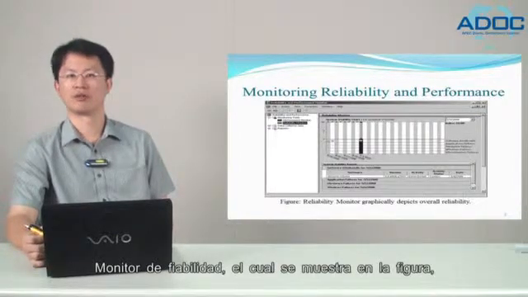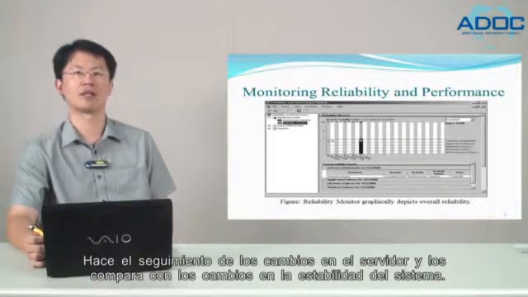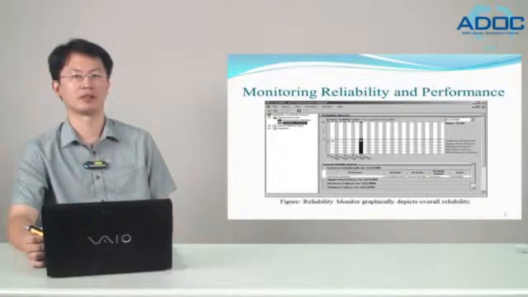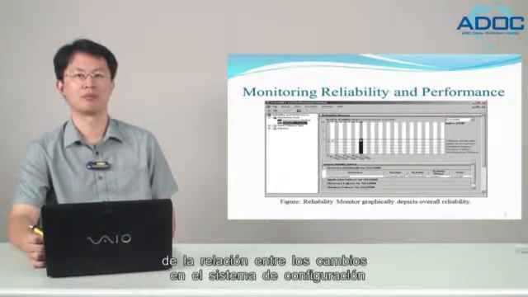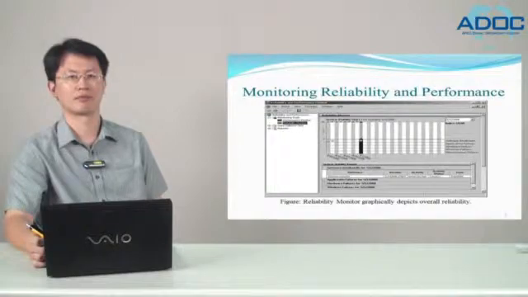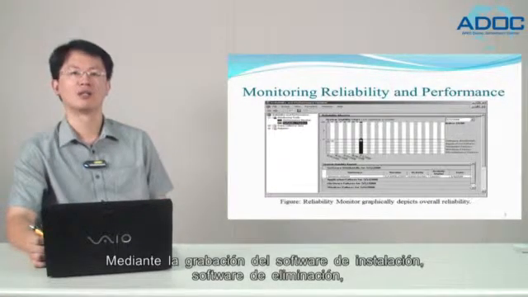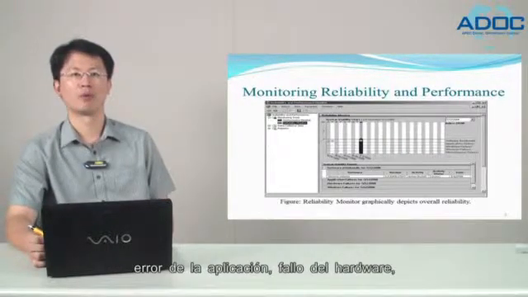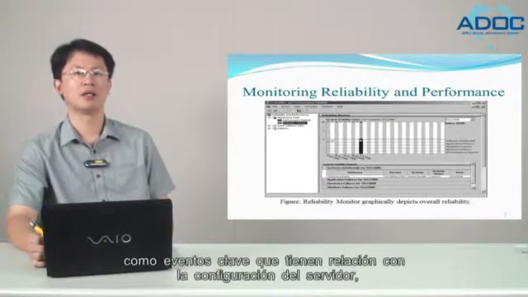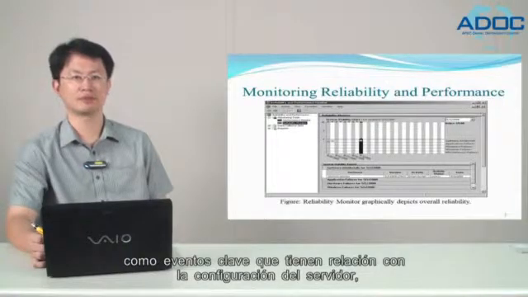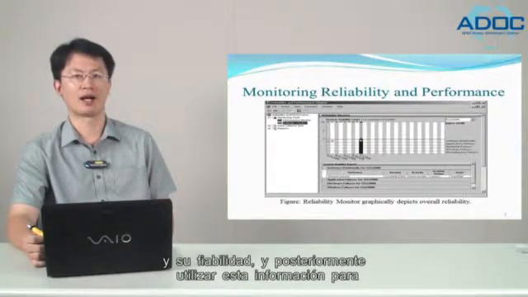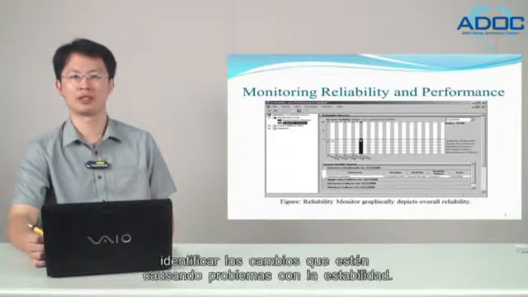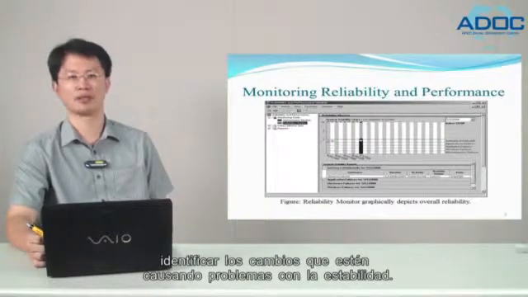And Reliability Monitor, shown in the figure, tracks changes to the server and compares them to changes in system stability. In this way, you can see a graphical representation of the relationship between changes in the system configuration and changes in system stability. By recording software installation, software removal, application failures, hardware failures, and Windows failure events, as well as key events regarding the configuration of the server, you can see a timeline of changes in both the server and its reliability, and then use this information to pinpoint changes that are causing problems with stability.